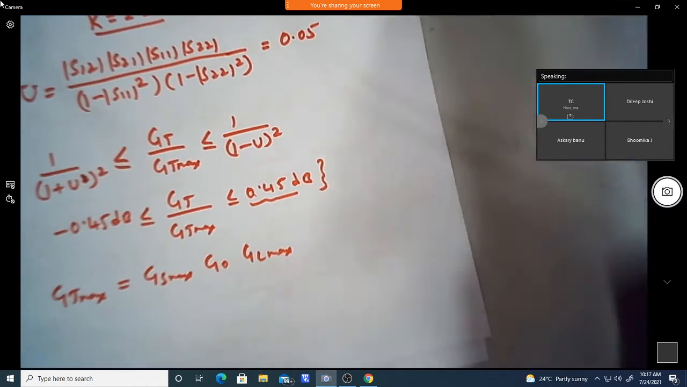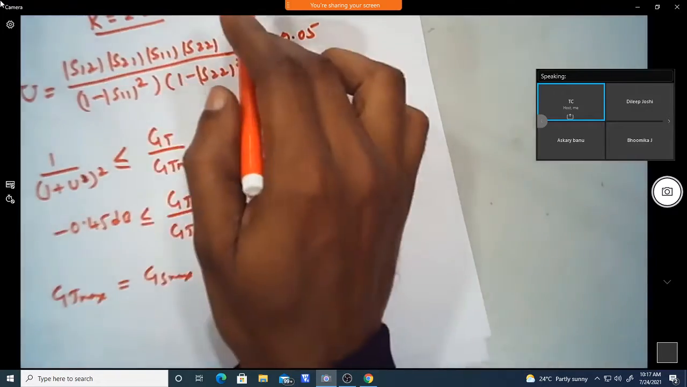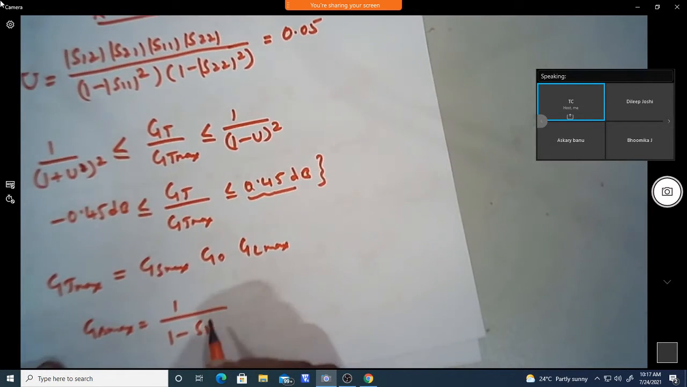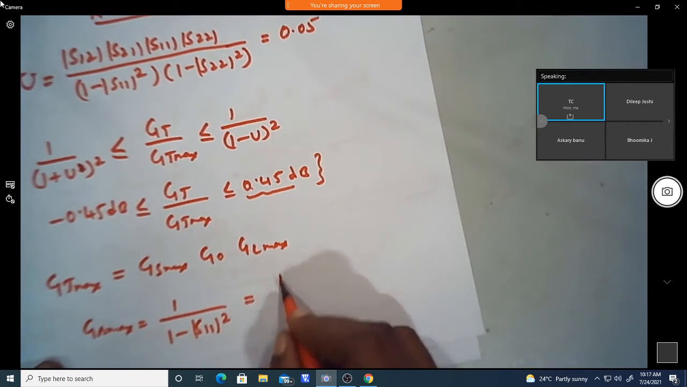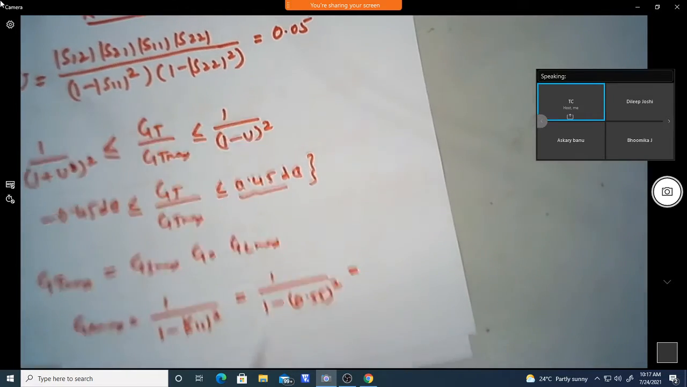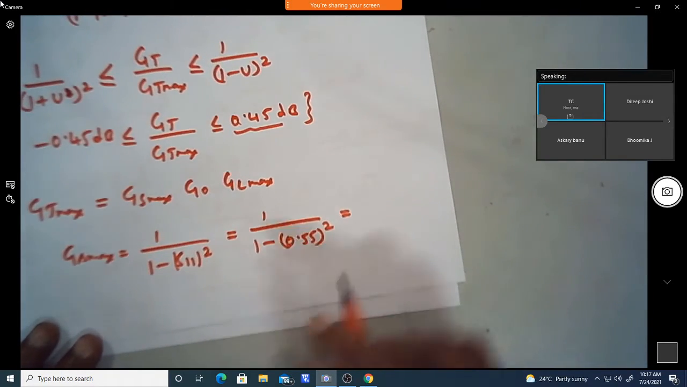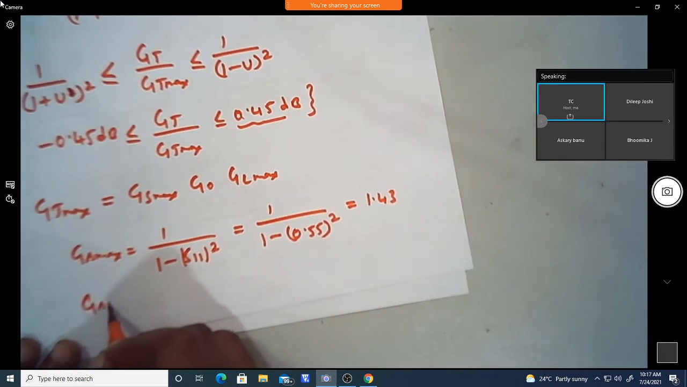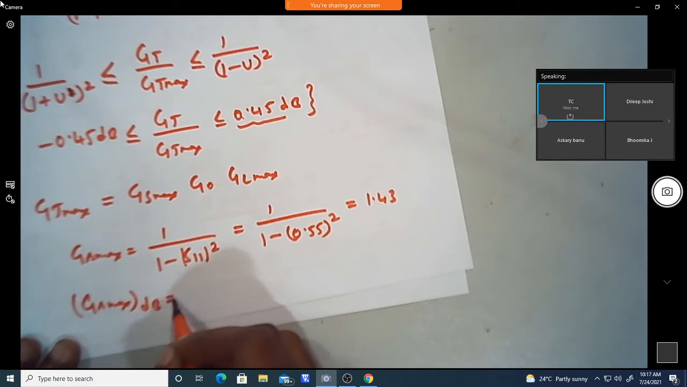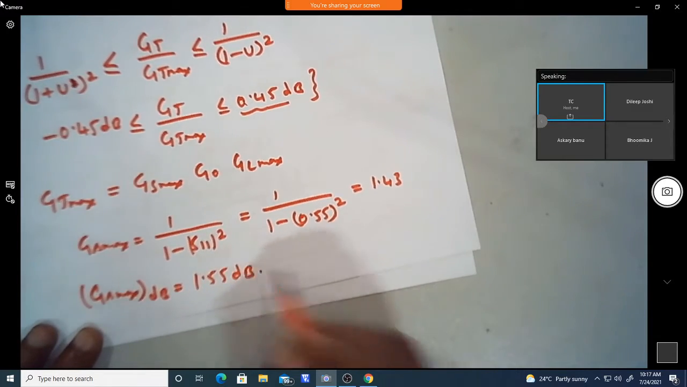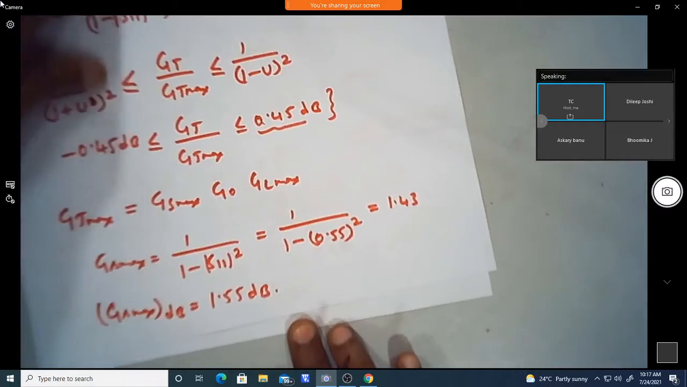Now we can find this out by using S11 and S22. GS max we can find by using S11, that is 1 over 1 minus S11 square. We can put the value, 1 minus 0.55 square, and the value comes out around 1.43. In terms of dB, GS max will be equal to 1.55 dB.